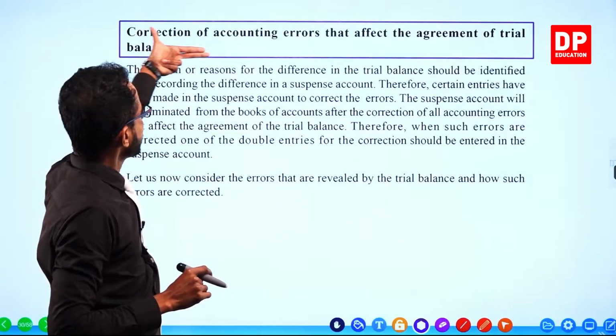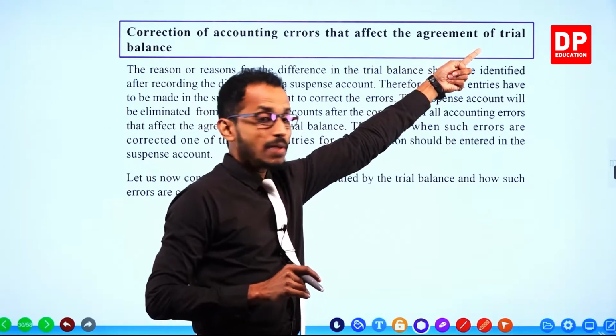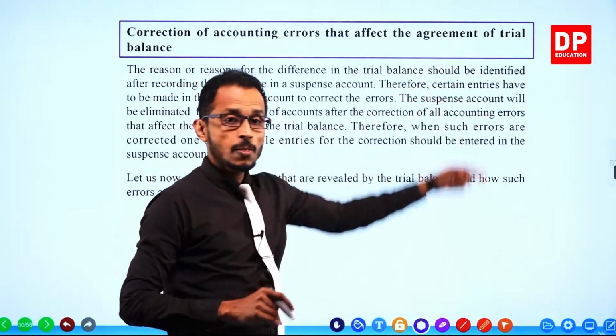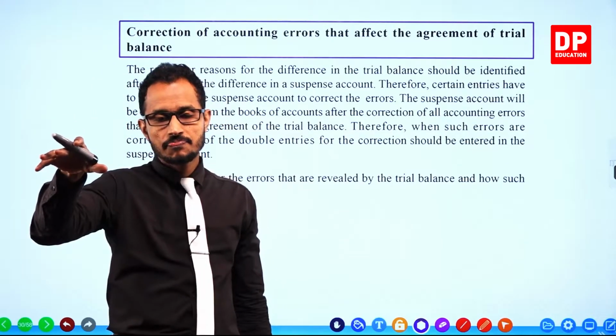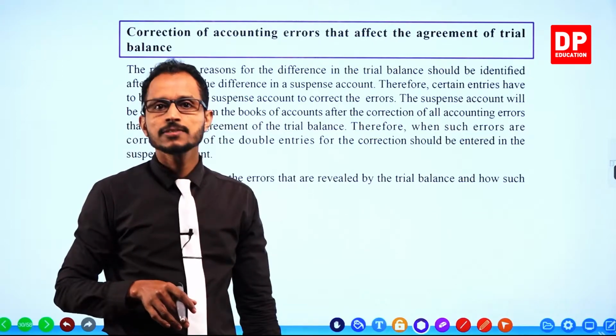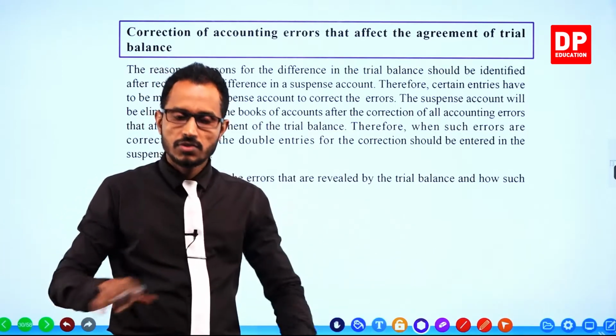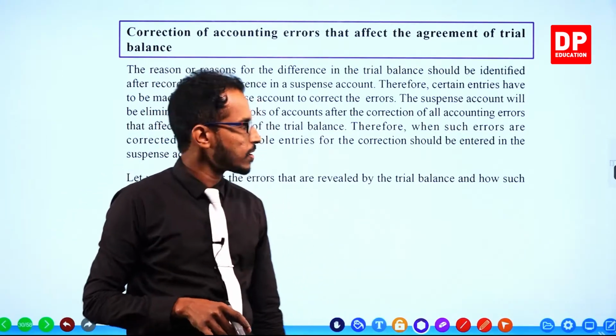When we correct these errors that affect the balancing of the trial balance, the matter which will be sorted out is the suspense account matter. It will be sorted out, it will be solved. Yeah, let's do it then.